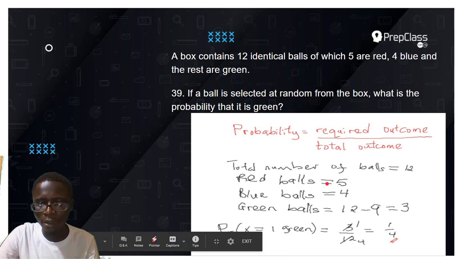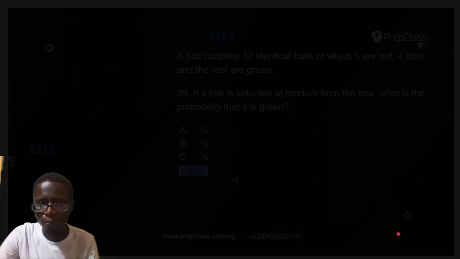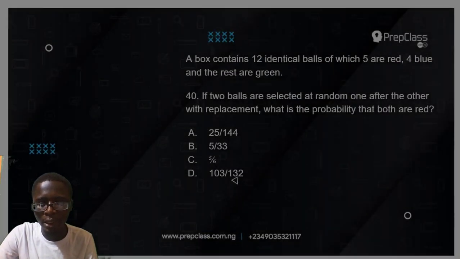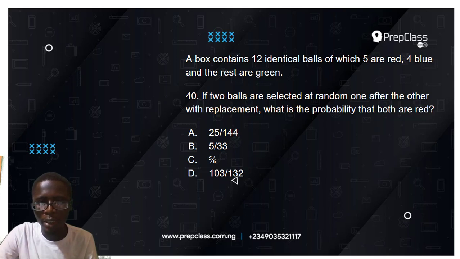The red balls, there were 5. Blue, there were 4. And green balls, we have to sum the red and the blue balls to get 9 and deduct that 9 from the total to give us what? Green balls, because there are just 3 types of colors there. So if a ball is picked at random, the probability that it will be a green will be 3 all over 12, which is 1 all over 4. So this is our answer, and that's option D.